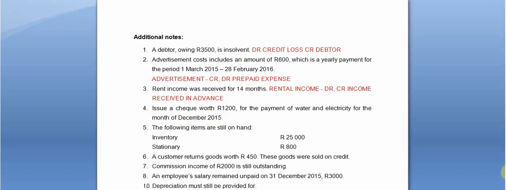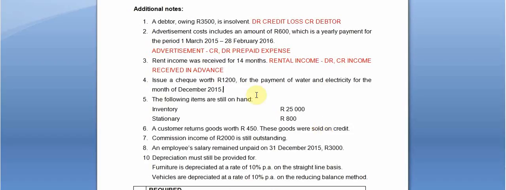Then in number 4, they say issue a check 1,200 for the payment of water and electricity. So here I pay. A very important word to see there is check. So I am going to debit water and electricity, and I am going to credit the bank because the asset is now worth less.